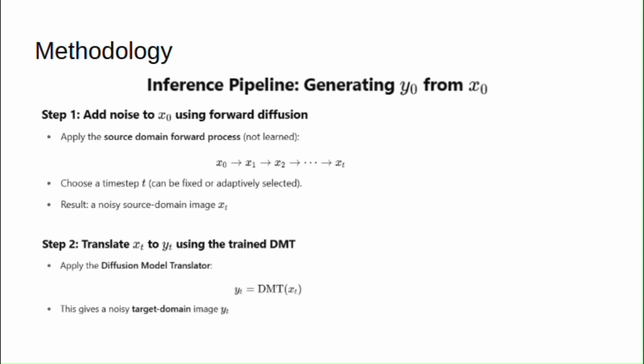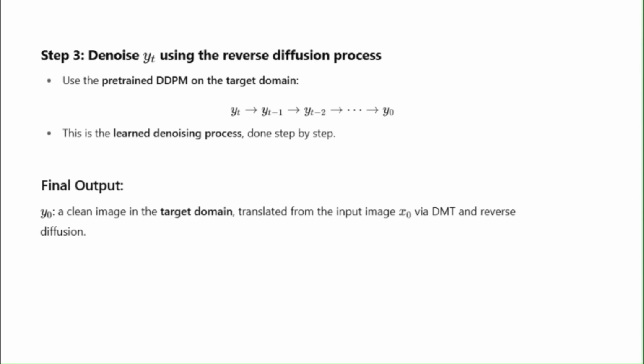This mapping only happens once at time step t, which makes our method efficient compared to the approaches that inject source information at every denoising step. This stage transforms domain semantics while preserving the general structure and content of the image encoded in xt. Next, we have step 3.